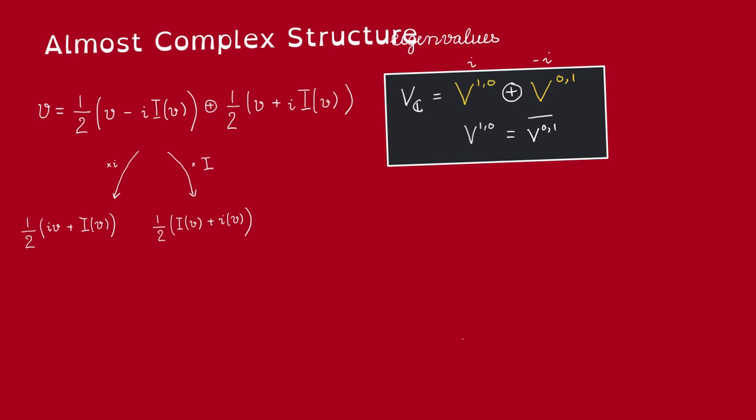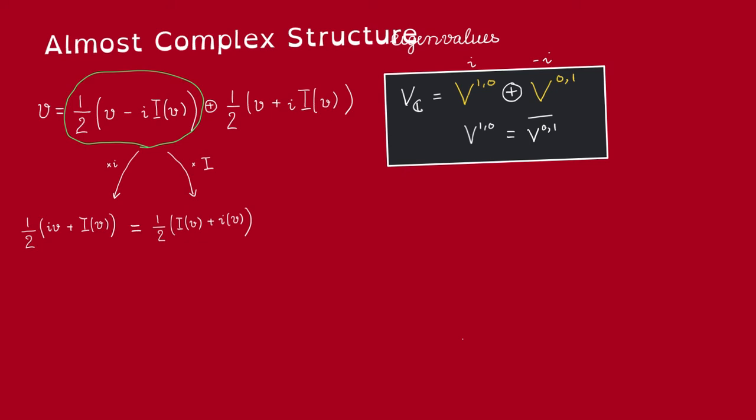So let's first apply both of these to the first component here. Little i times v is iv, and then little i times minus little i is equal to 1. So here we get iv plus this big I v. On the other hand here, this big I of v is just big I of v, and big I times big I is minus identity. So here we just get plus iv, and we see that these two results are the same.